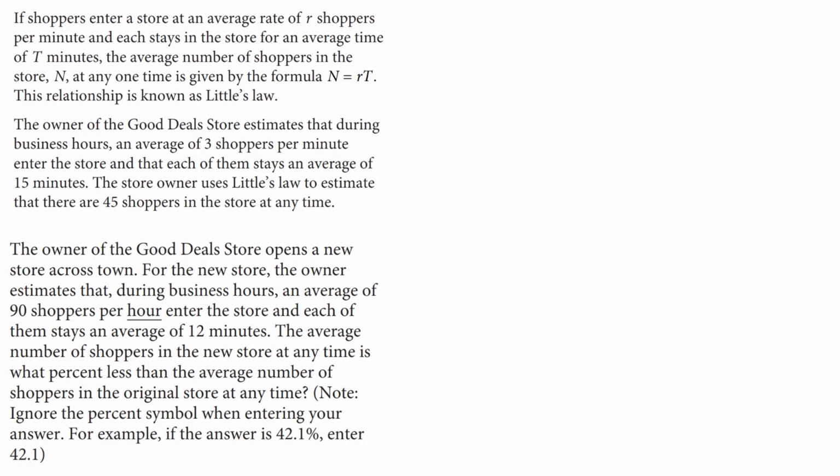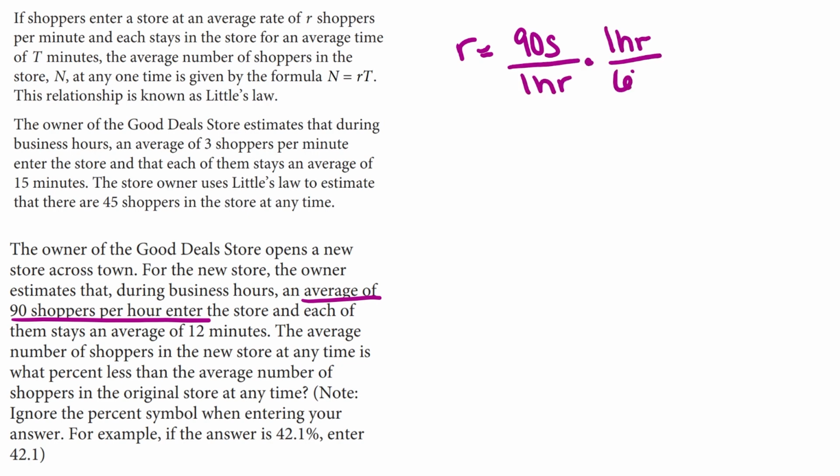All right, let's start by finding that rate. So we know that on average, there are 90 shoppers per hour. So our R, which is 90 shoppers per 1 hour, we need to convert that to minutes. So 1 hour is 60 minutes. And so our R is going to end up being 1.5 shoppers per minute. We know that the average time spent is 12 minutes, so our T is 12 minutes. And then for this store, we want to know how much less the average number of shoppers in this store is than the original store.